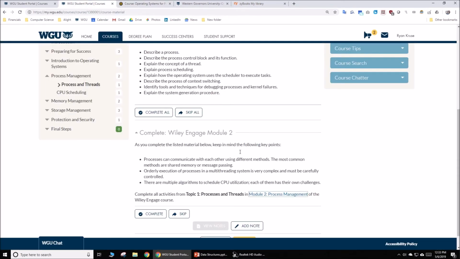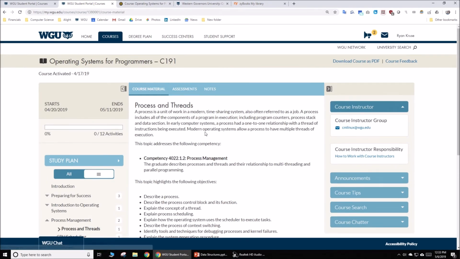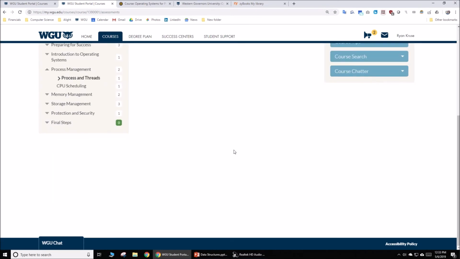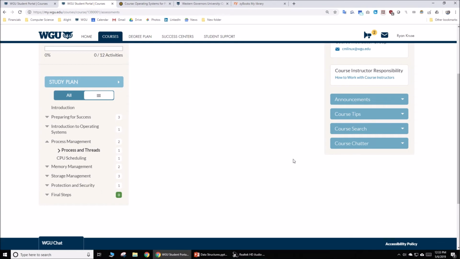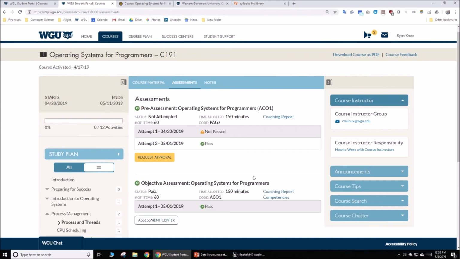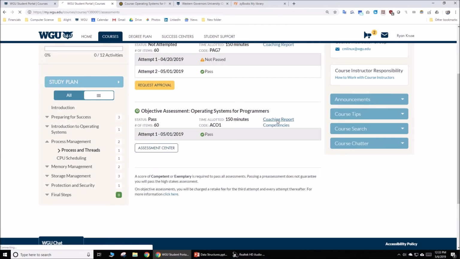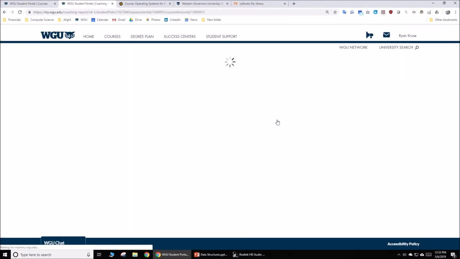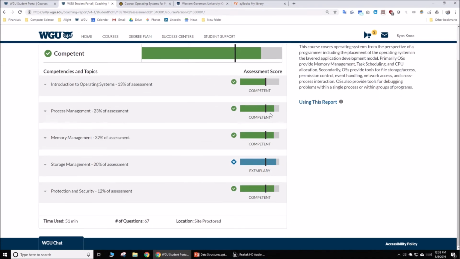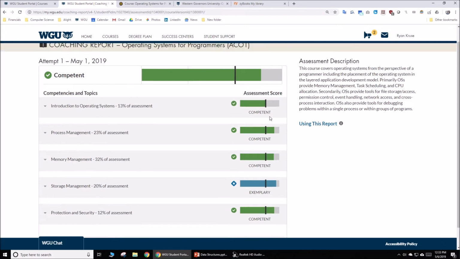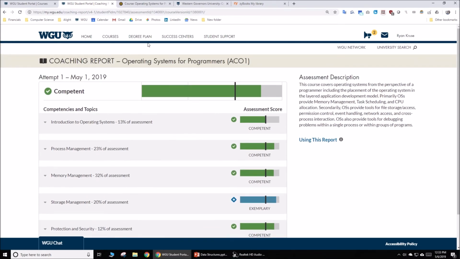So I passed that class, and I got, again, similar to computer architecture, a little bit less than an 85 on it, and I spent about a week and a half studying for this. So this is my coaching report, and I think most of the sections were fairly balanced. The intro, I got a little bit lower because it's only 13%, but yeah, similar to computer architecture.